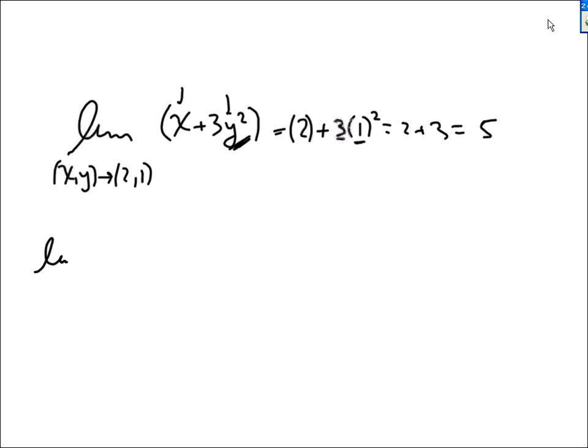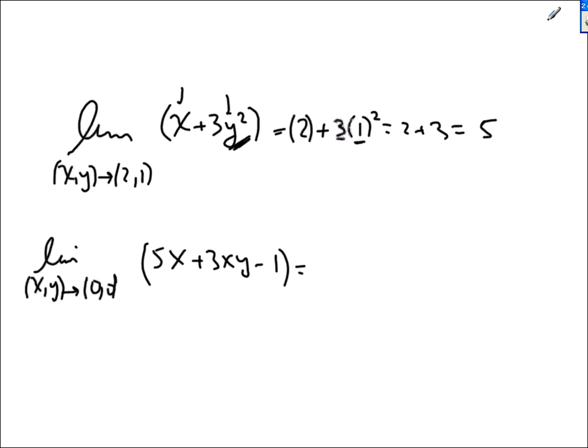You wanted to take the limit as x, y approaches the origin. 0, 0 just happens to have a name called the origin. Of 5x plus 3xy minus 1, well, you get 5 times 0, which is 0, plus 3 times 0 times 0, which is 0, because x goes to 0 and y goes to 0, and minus 1. The answer is negative 1.